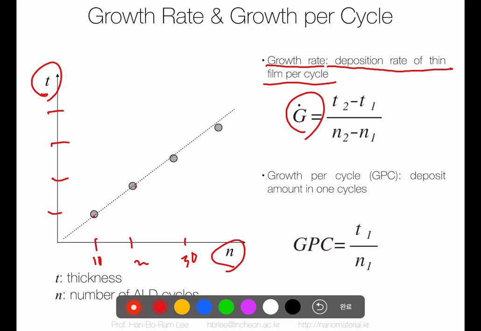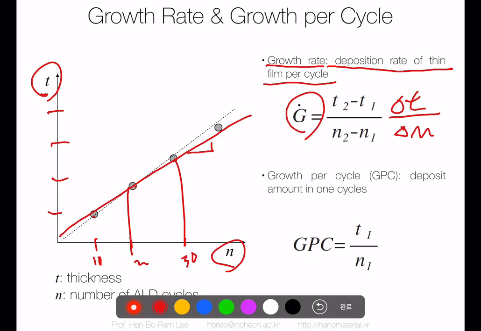To obtain the growth rate, you have to obtain two different points, like this point and this point. This is delta N, the difference between two different cycles, and this is delta T. That means you have to extrapolate over these points, and the slope of this curve is the growth rate. But the growth per cycle is a slightly different concept. That is just the amount deposited in one cycle.